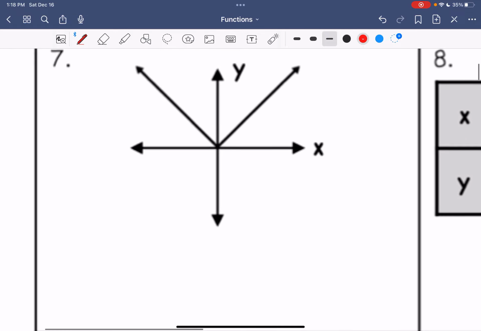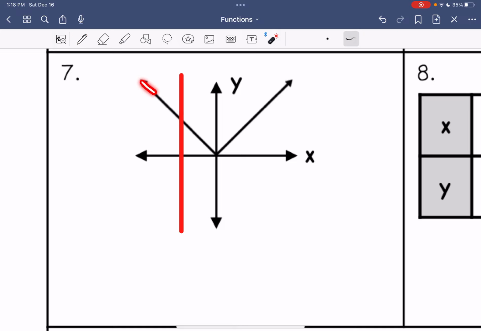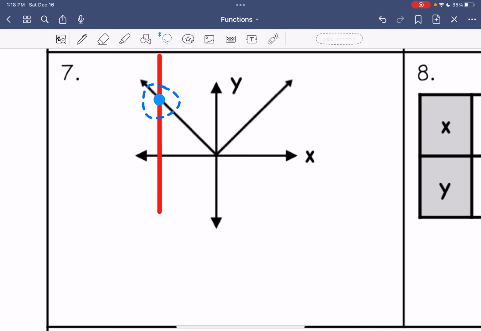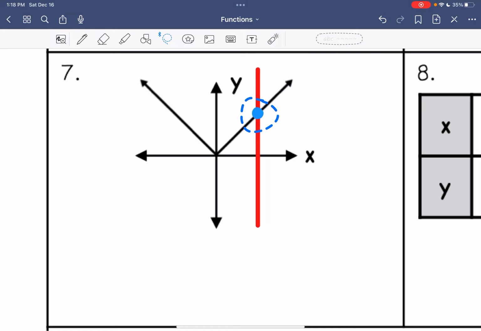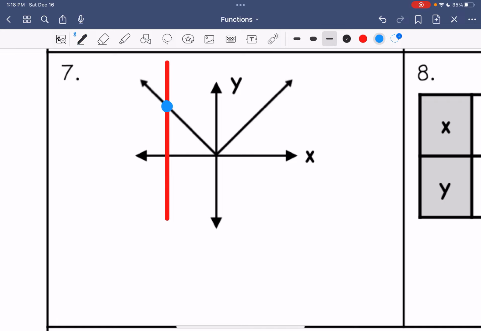Take a look at number 7. Again, since it's a graph, we are going to do the vertical line test again. So I'll draw a vertical line, and I will take a look at my graph, and I will see how many times my graph touches that vertical line. In this case, it only touches it 1 time. And it doesn't matter where I draw that vertical line, anywhere that I draw it, it will only touch my graph 1 single time. Since it touches it once, this is a function.